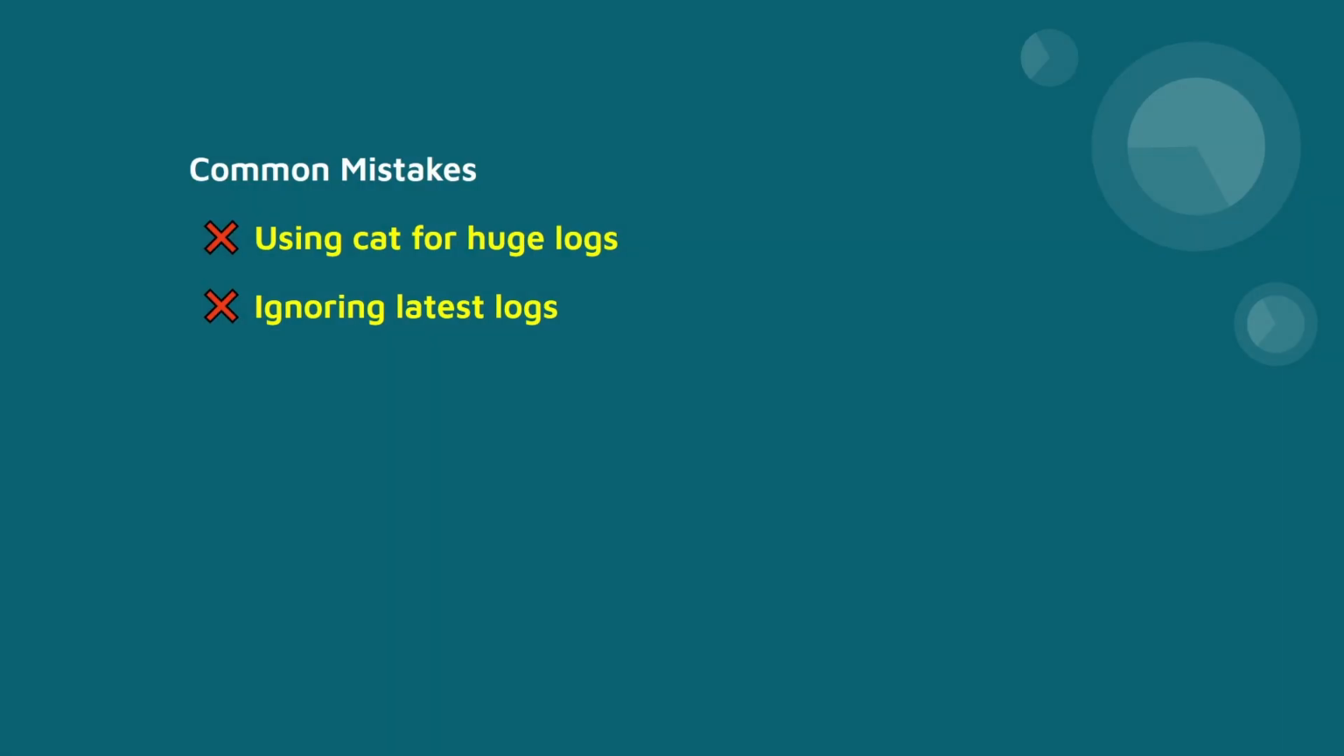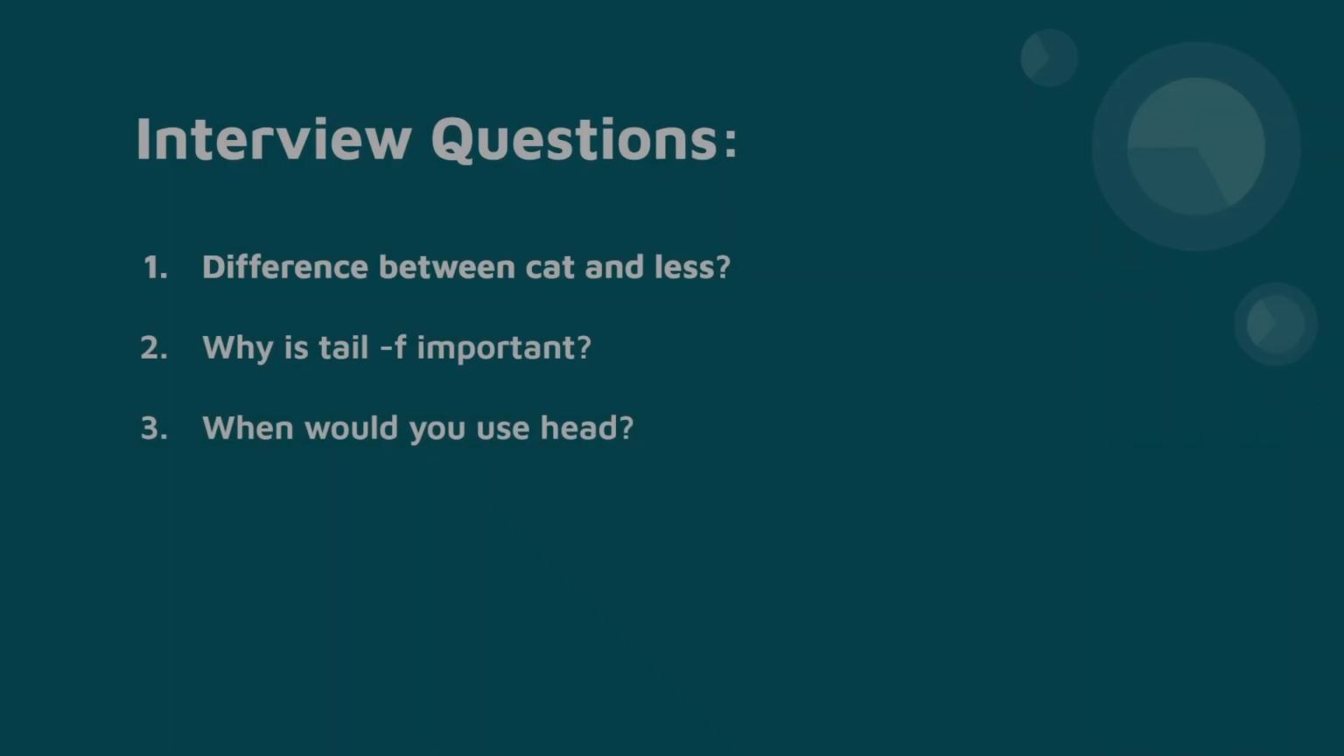So here are a few common mistakes that you can make while doing this live monitoring or monitoring any log files. That is using the cat command for huge logs. As I told you previously, don't use the cat command for any huge logs. Use either less, head, or tail. After that, also ignoring the latest logs. So friend, use the tail command for the latest logs. Don't use the head command, because the head command will show the beginning of the file, but all the latest logs or errors will be shown at the end. So for that, use the tail command.